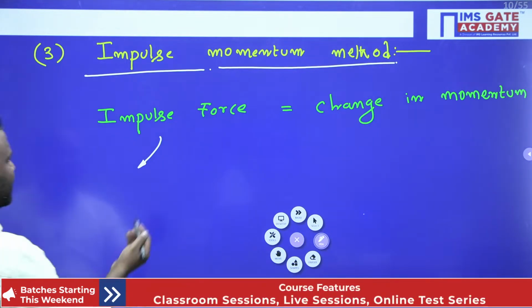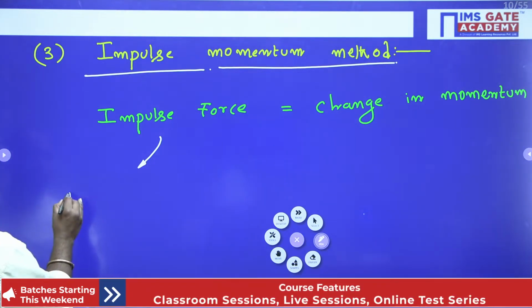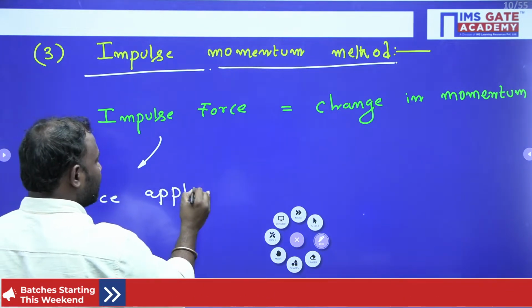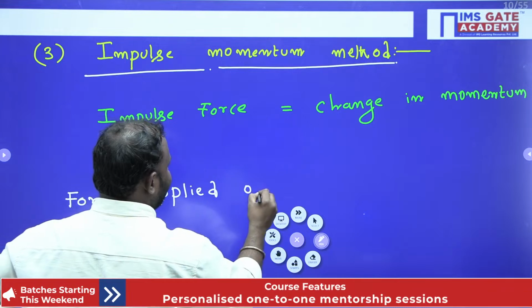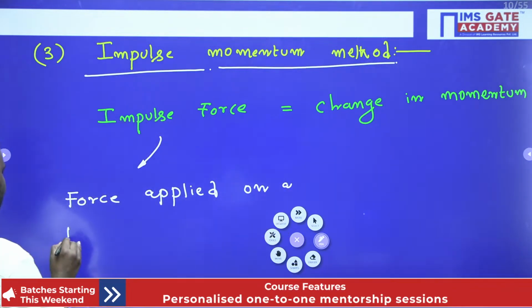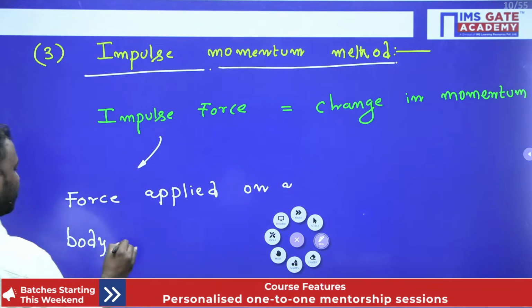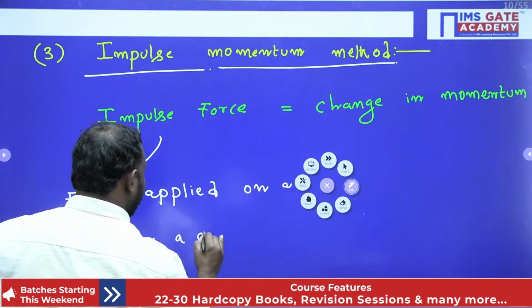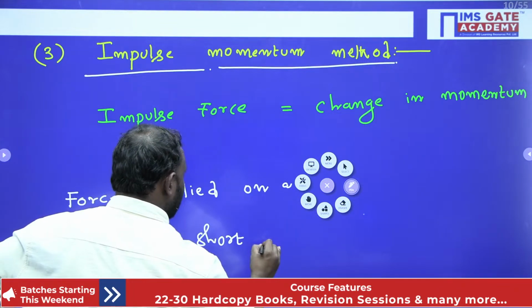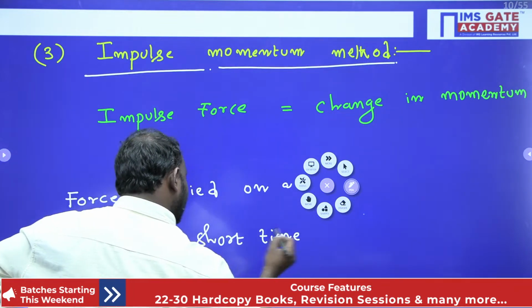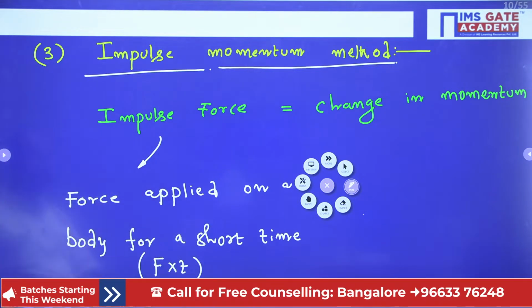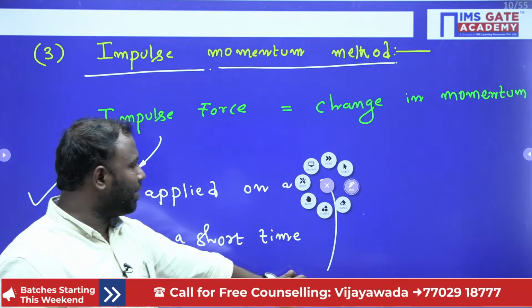So impulse force is nothing but force applied on a body for a short period of time. Here I can write my impulse force is equal to F into t. All right, so this is about the impulse force. Now what is change in momentum?